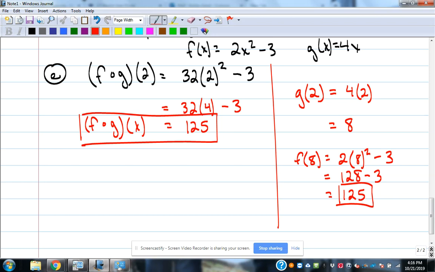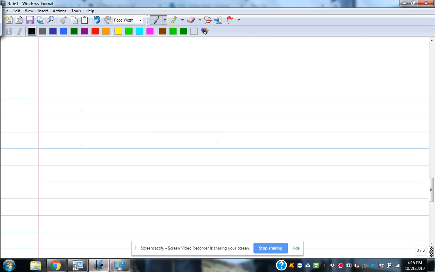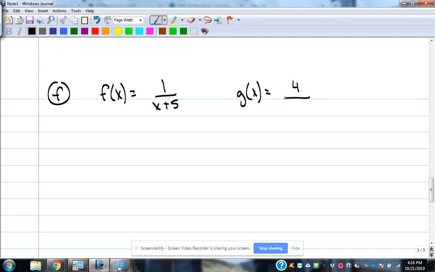All right, let's step it up and do a more difficult problem for function composition. Let's say f of x is 1 over x plus 5, and g of x is 4 over x minus 1. Okay. So this one is quite a bit more difficult. Let's find f composed with g and the domain. Okay.